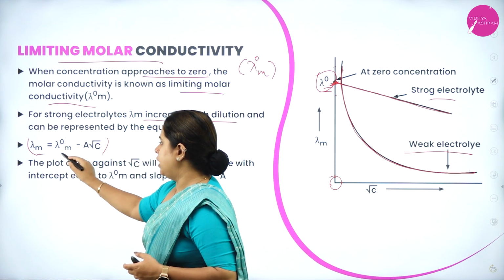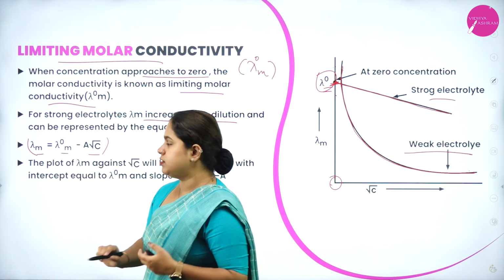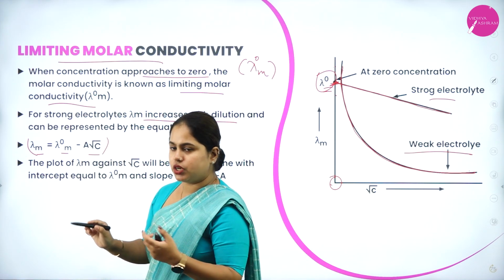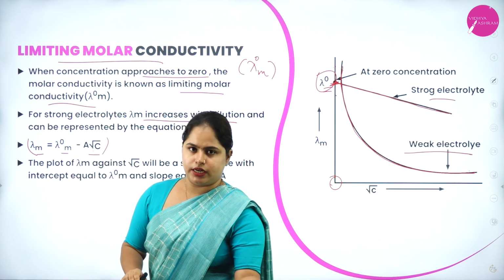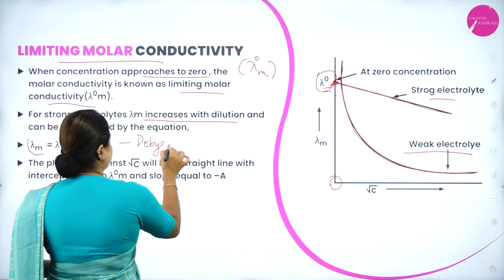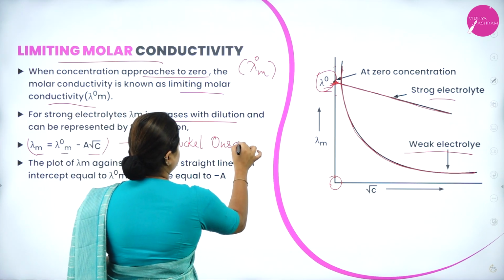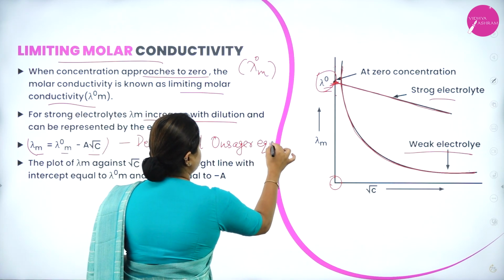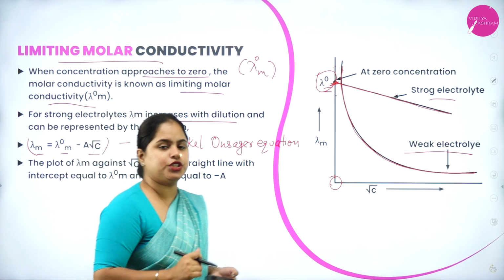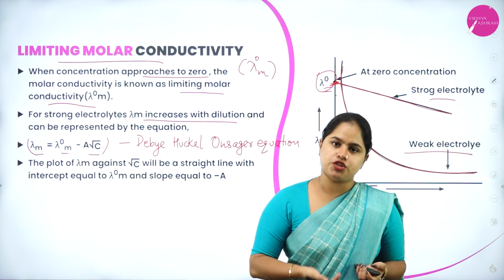Lambda m is equal to lambda naught m minus A root C. Lambda m is the molar conductivity, lambda naught m is the limiting molar conductivity, A is a constant and C is the concentration. This equation is called the Debye-Huckel-Onsager equation. This is also a very, very important equation. It gives a relationship between molar and limiting molar conductivity for a strong electrolyte.